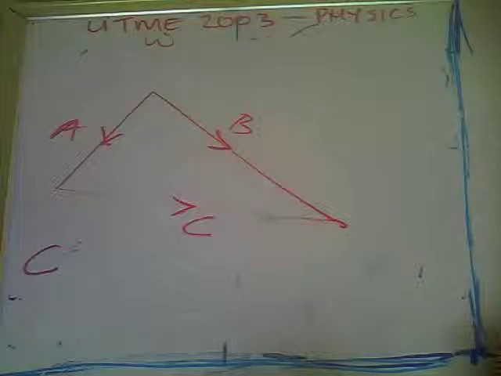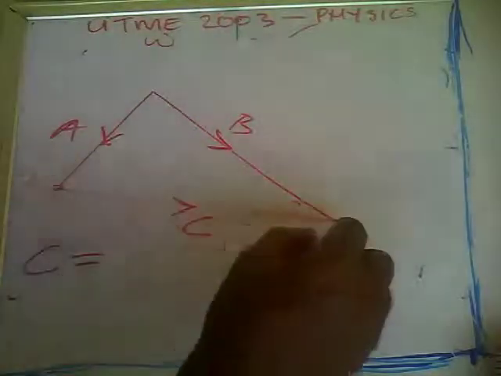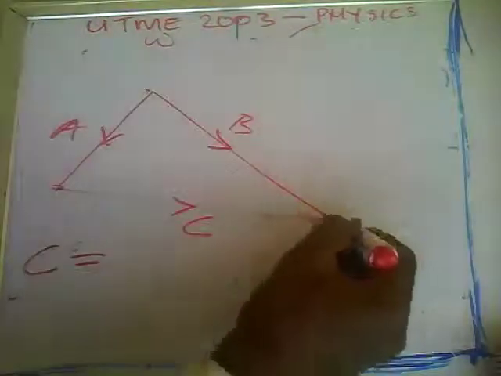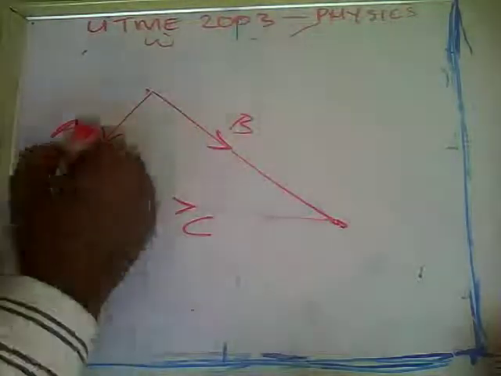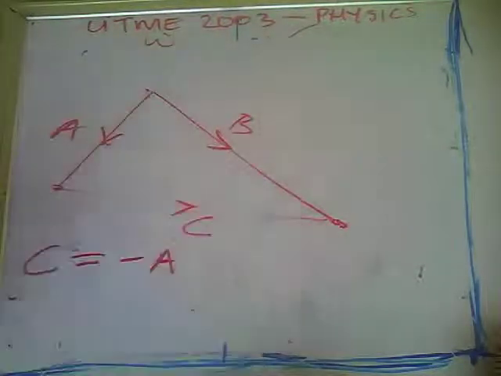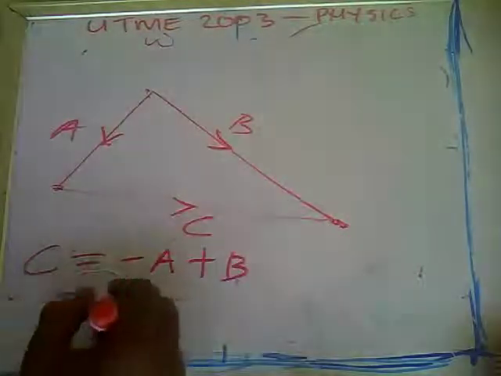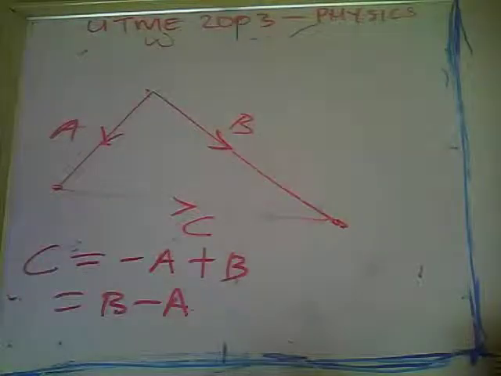Vector C, we move from tail to head. Then the alternative is to go like this and come back to this, moving from tail to head. When we go like this, that's against A. When we go like this, that is in line with B. So that is B minus A. That's vector C. Hope you understand that.